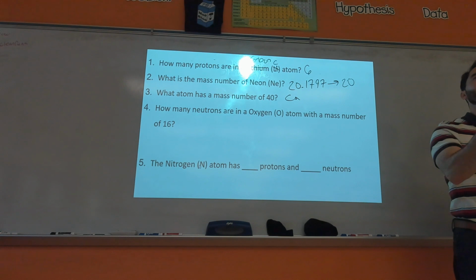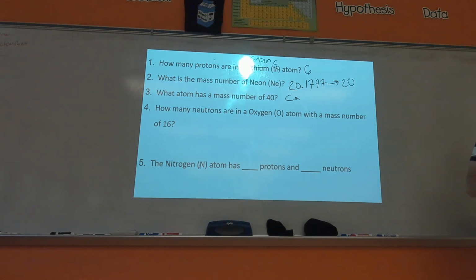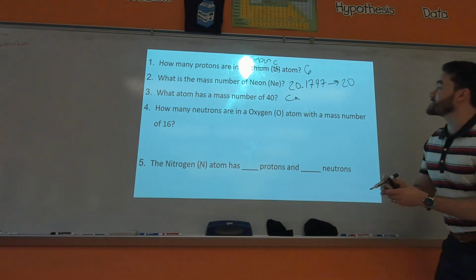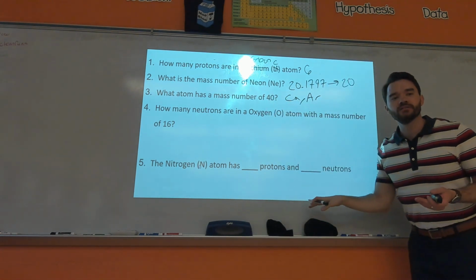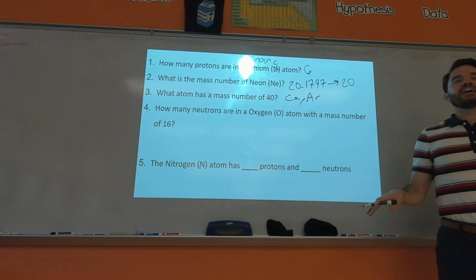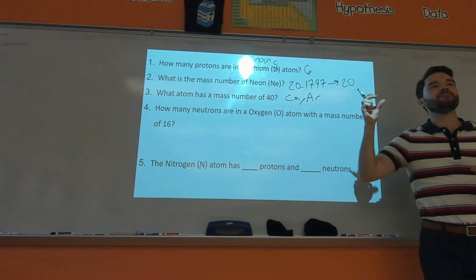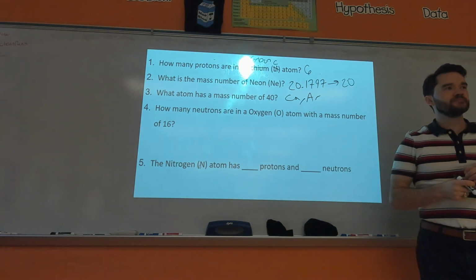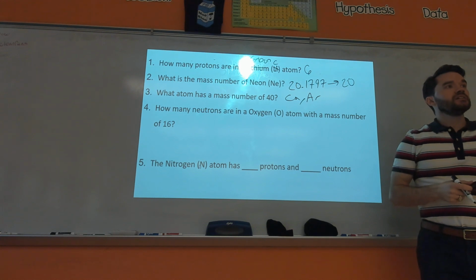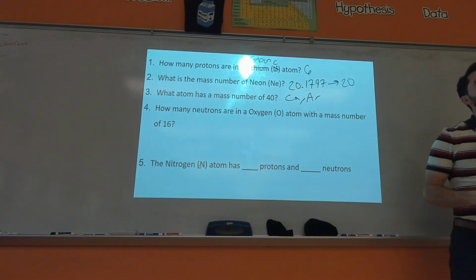Take a look at argon. What do you notice about argon? AR, which, in other words, is basically 40. So calcium and argon each have a mass number of 40. Now, what did I say in the last slide about why? In other words, what does this tell you about using the mass number? What it tells you is the mass number isn't going to tell you exactly what element you're working with.